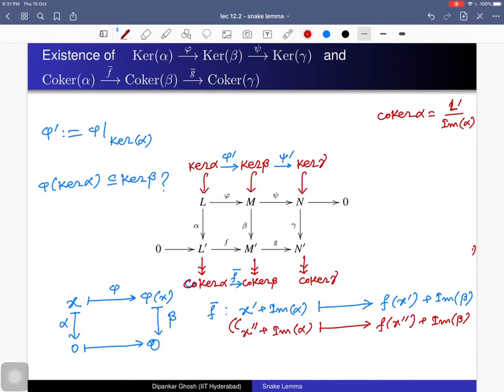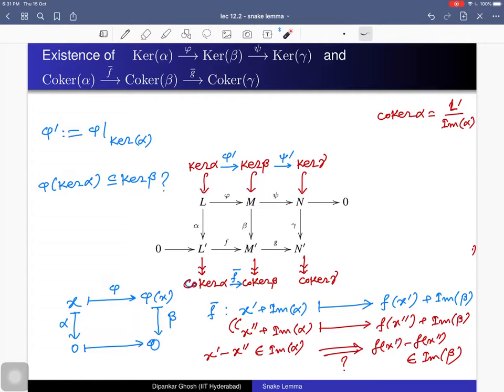But if we have equality here, then x prime minus x double prime, this difference is there in the image of alpha. We need to verify, does it imply that f of x prime minus f of x double prime, this difference, is also there in the image of beta? So basically we need to prove that if you consider an element in the image of alpha, then if you apply f, that should be an element in the image of beta.